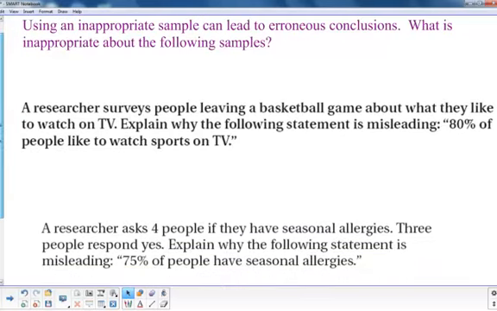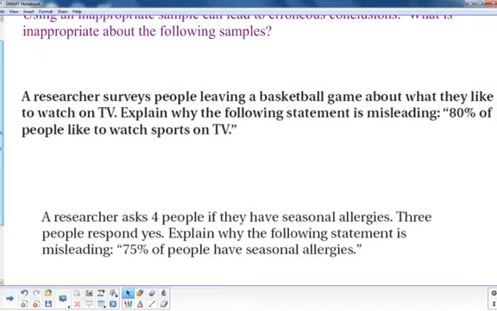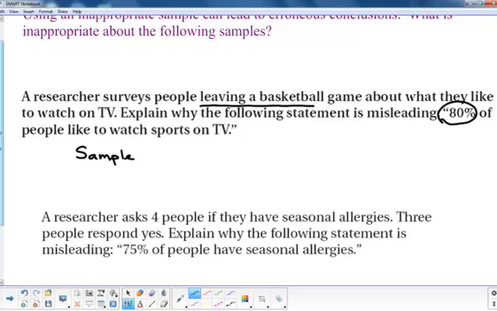And then you need proper sample spaces. So if you have this situation where a researcher is surveying people leaving a basketball game about what they like to watch on TV, and it says 80% of people want to watch sports, well, your sample space is at a sports place. Maybe if they went to a non-sports place, like a restaurant, they would have gotten different data.